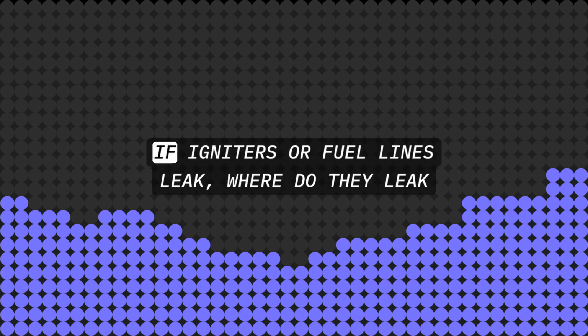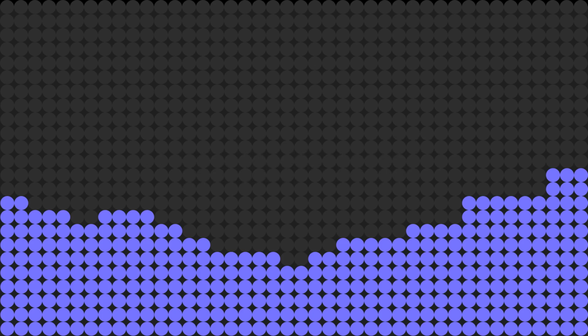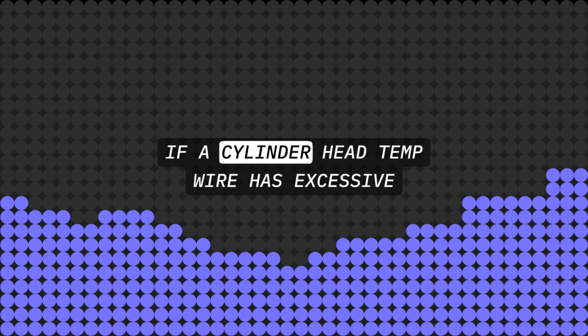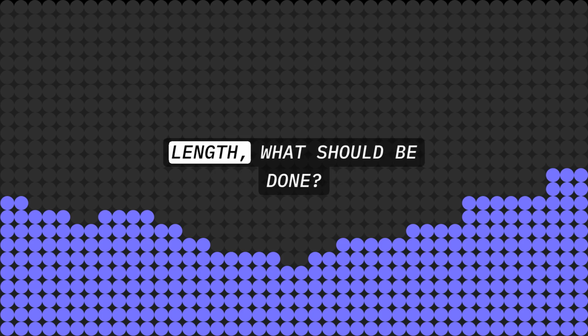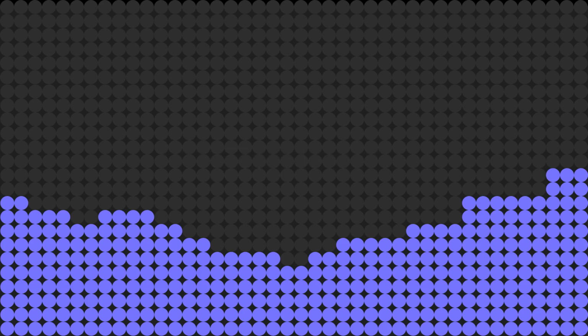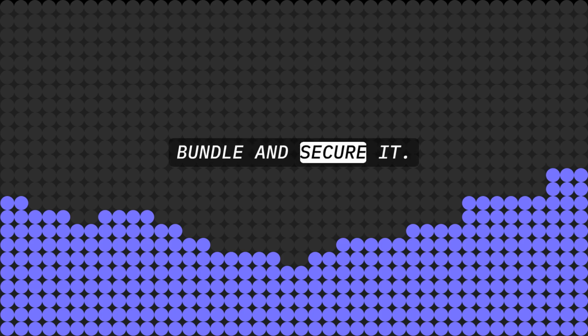What hazard is posed by fuel collecting in the combustion chamber? Fire. If igniters or fuel lines leak, where do they leak to? Fire zone. If a cylinder head temp wire has excessive length, what should be done? Bundle and secure it. Do not trim.